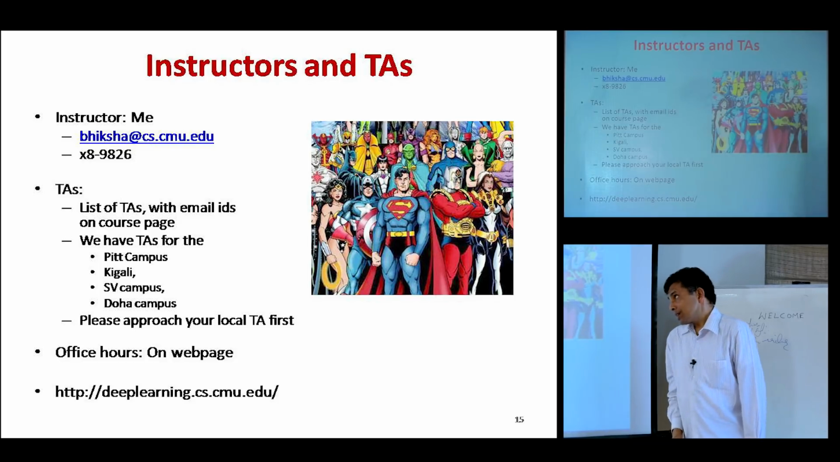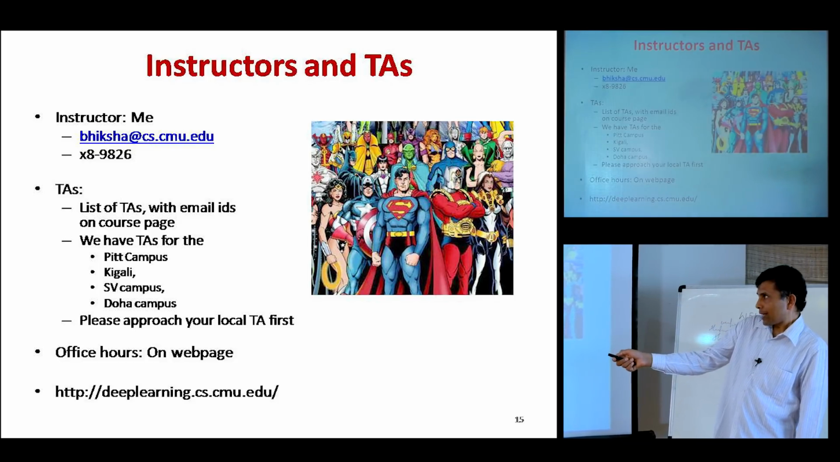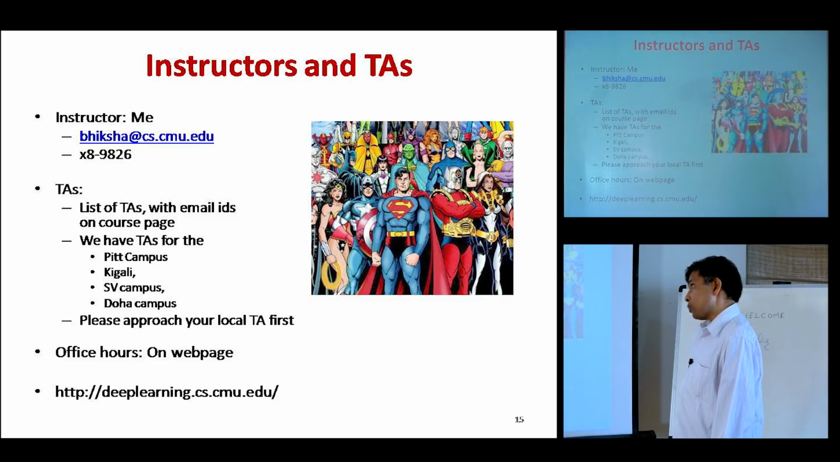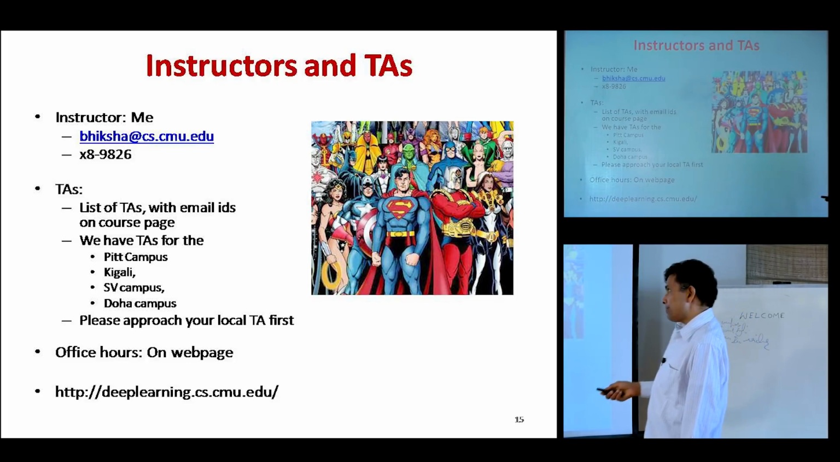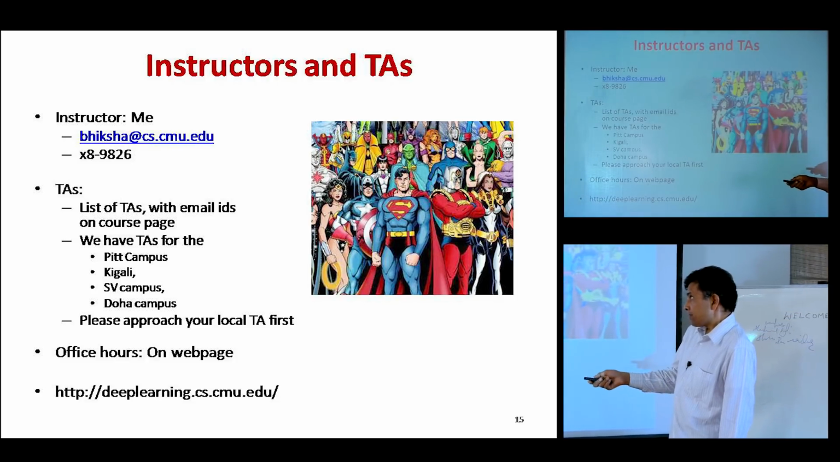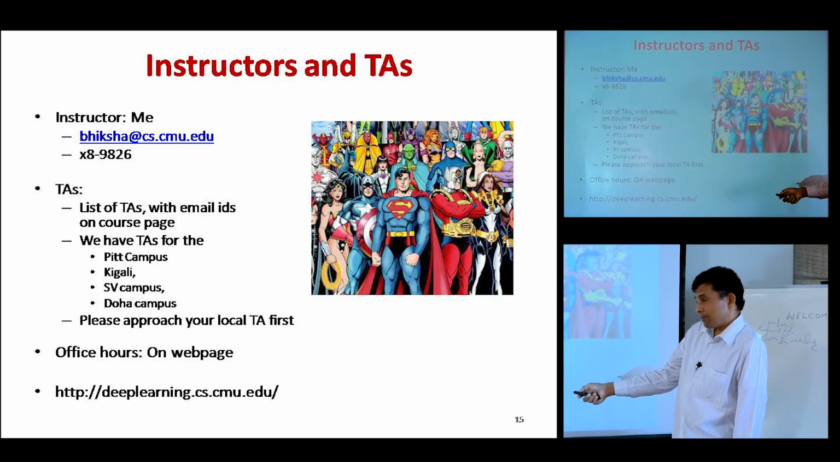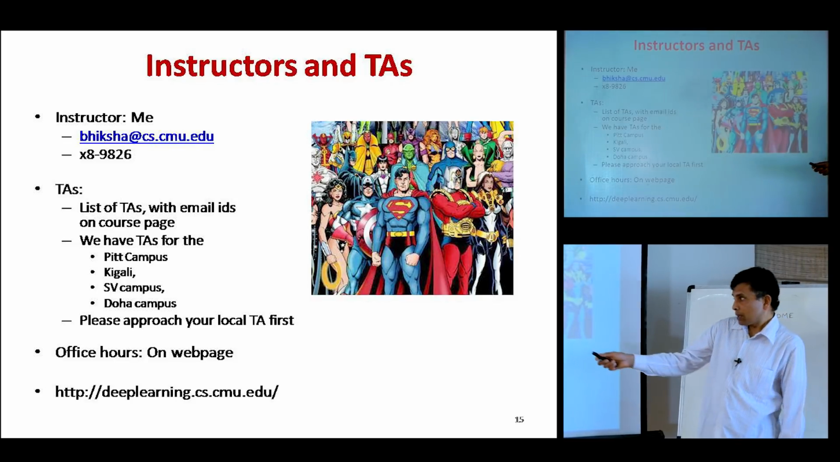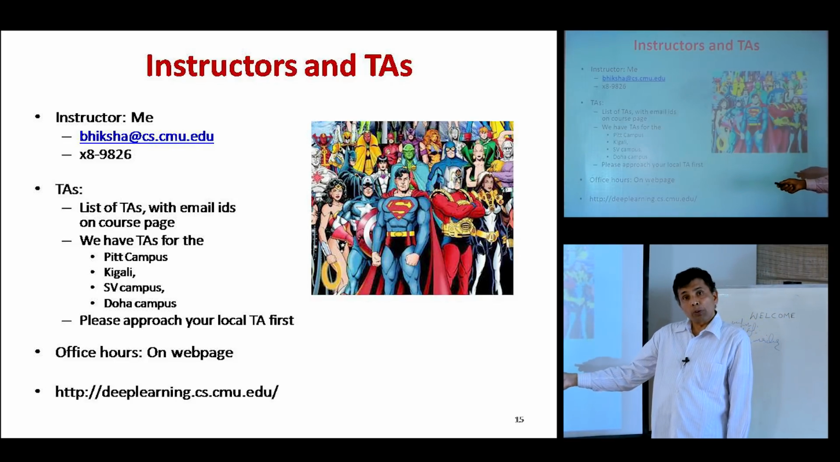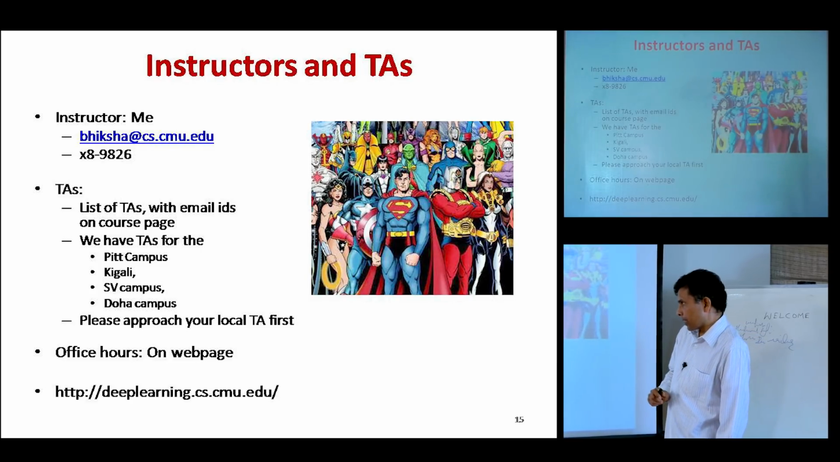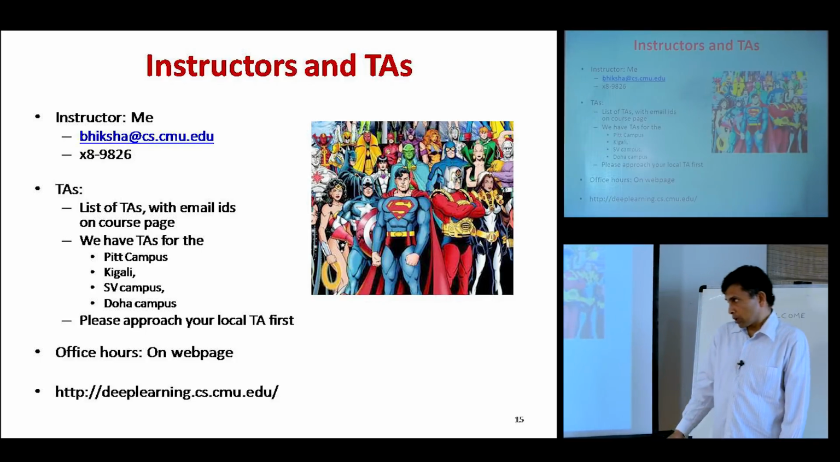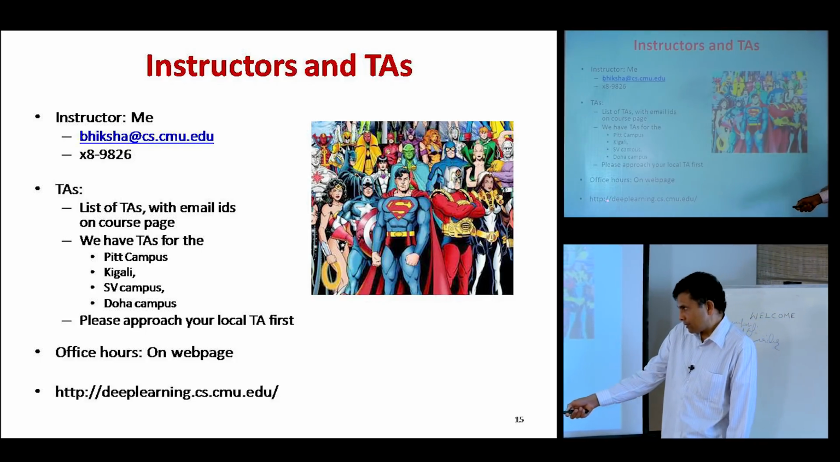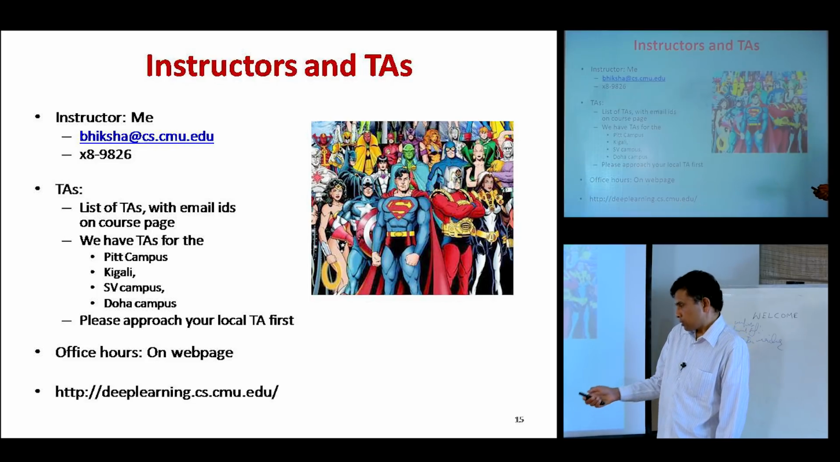I am the instructor for the course. I'm Bhiksha, and that there is my phone number should you want to contact me. We have 14 TAs for the course. The list of TAs with their email IDs is on the course page. We have TAs for the Pittsburgh campus, for Kigali, for the Silicon Valley campus, and for Doha. If you have any problems during the course, please approach your local TA first and then post on Piazza, and if both of those fail, then you may want to approach a TA from a different location. Office hours for the TAs will be put on the course web pages. The course web page itself is deeplearning.cs.cmu.edu.